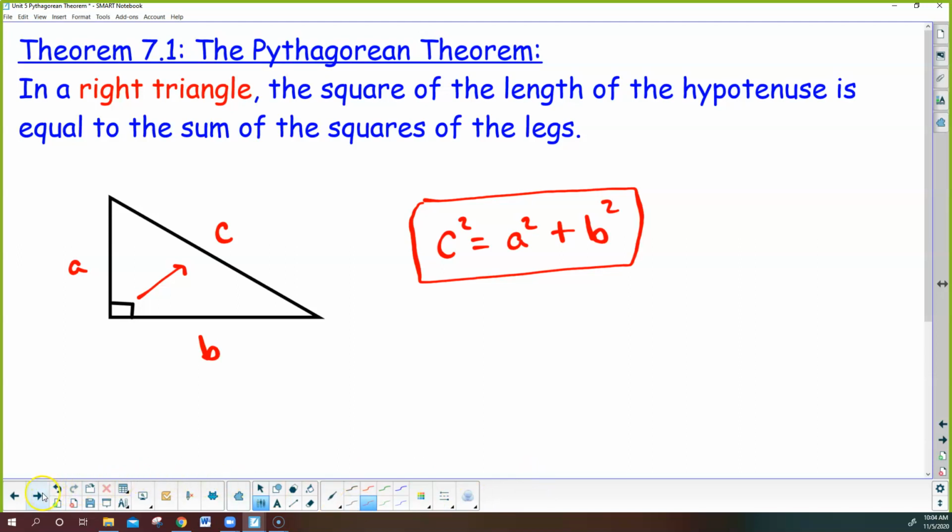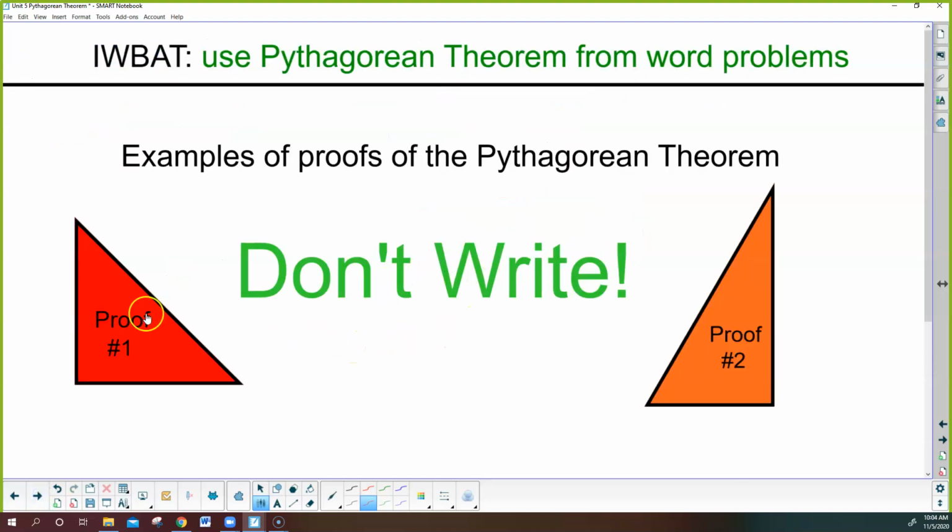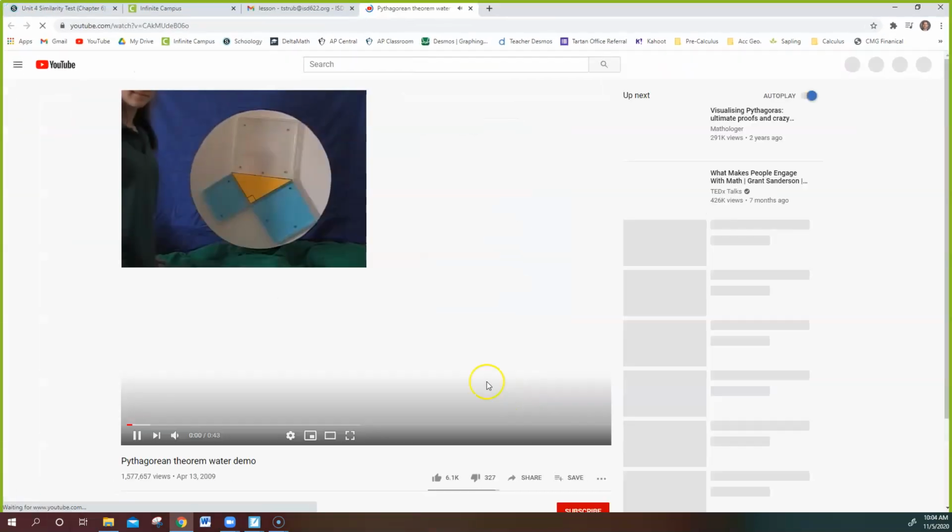All right, so we're going to jump past this because I hope we're already comfortable with the Pythagorean theorem. I want to show you two really quick visual proofs. It takes a couple seconds.